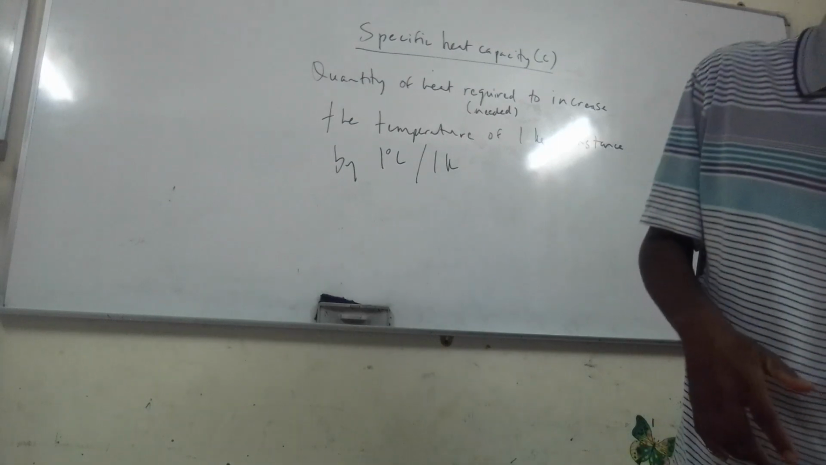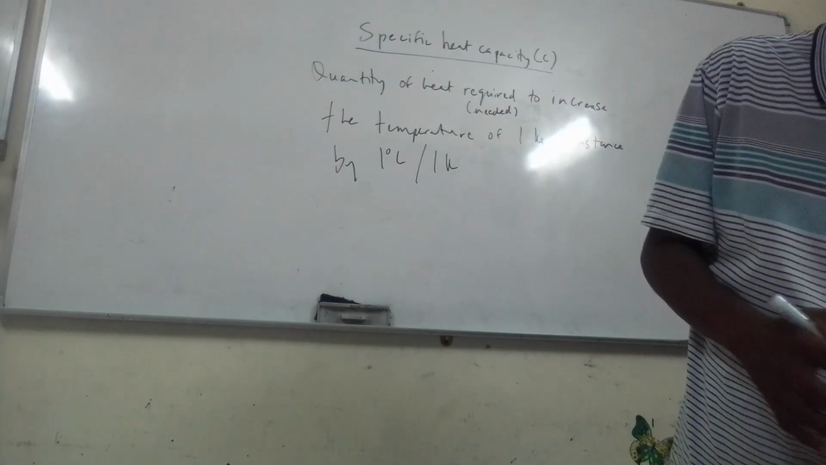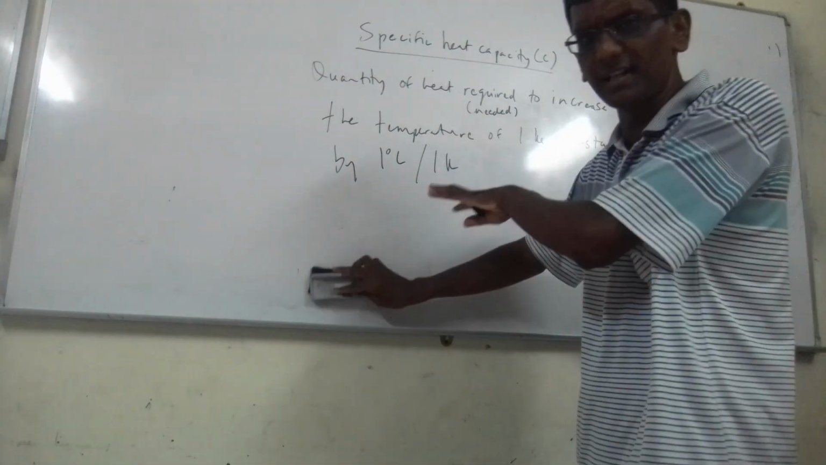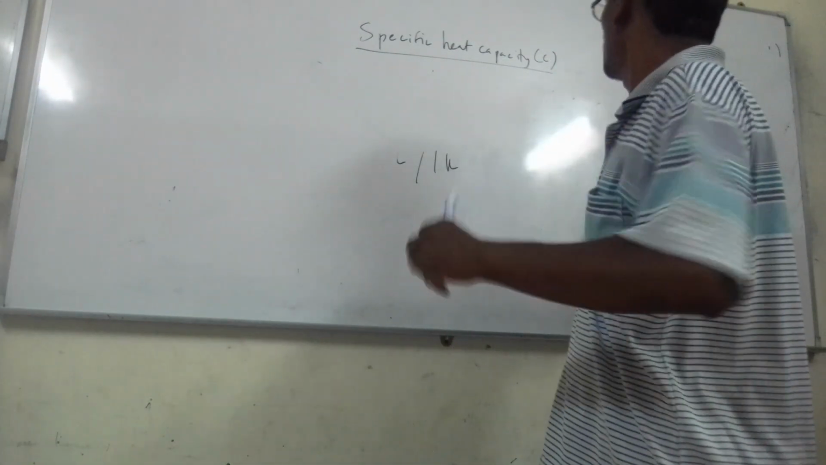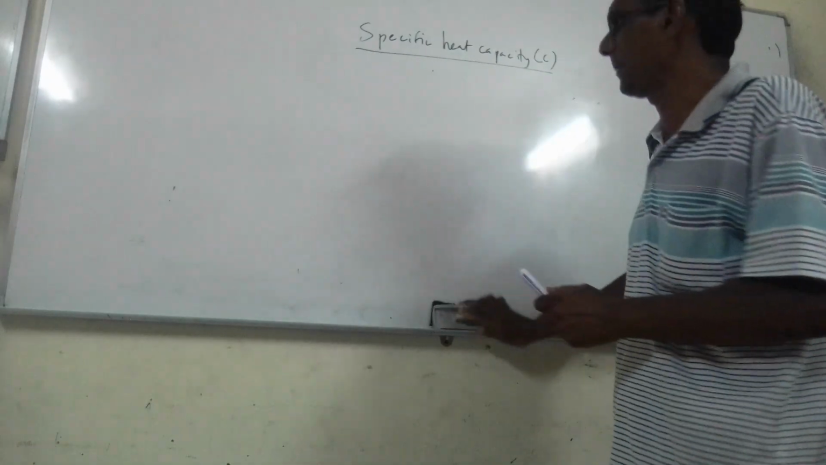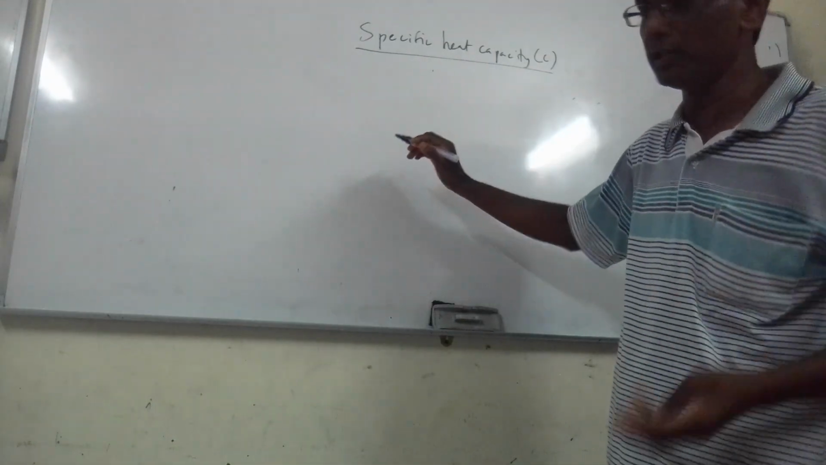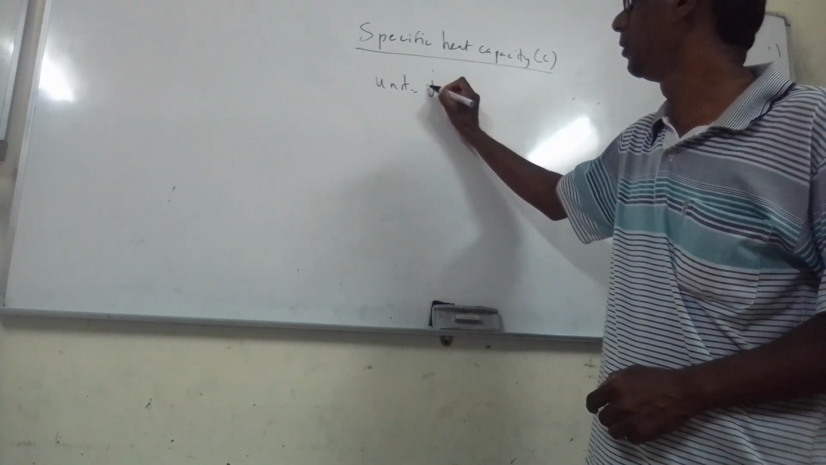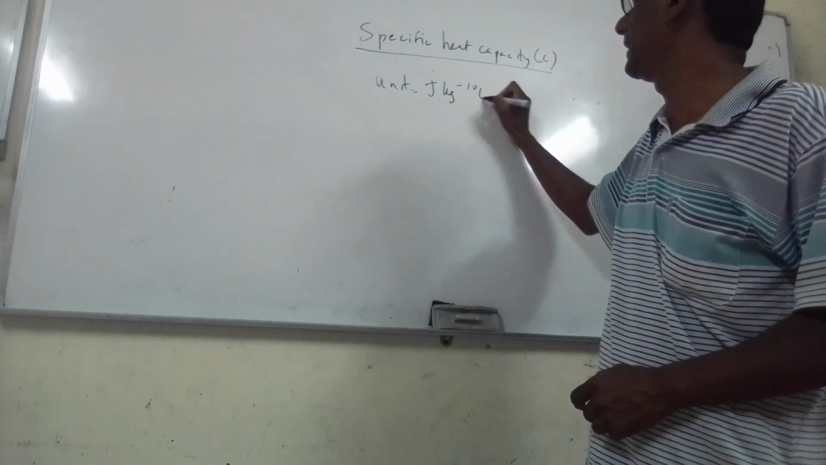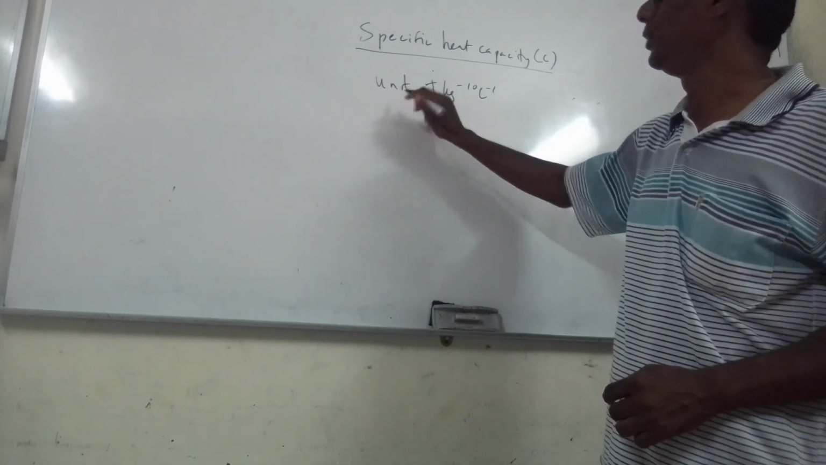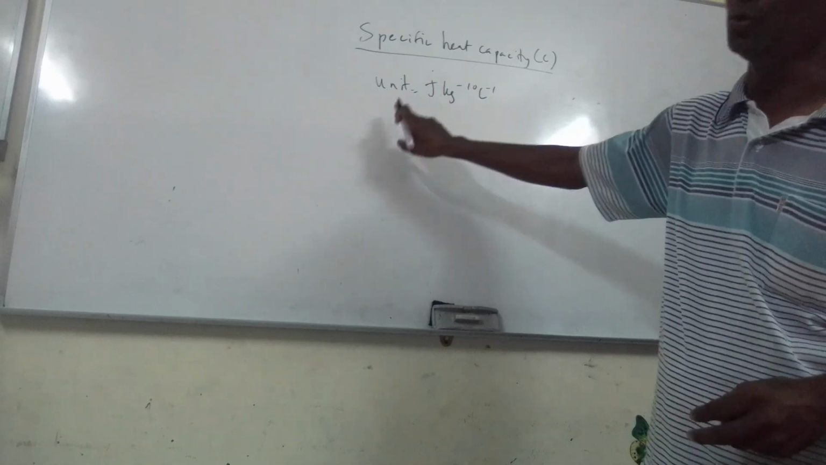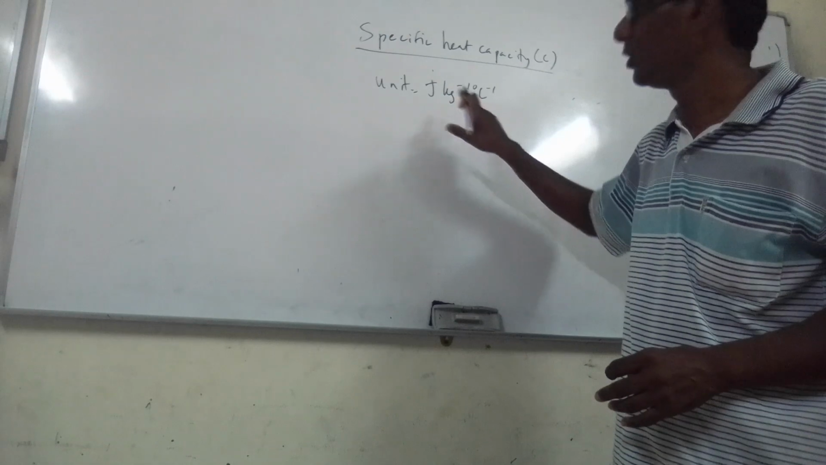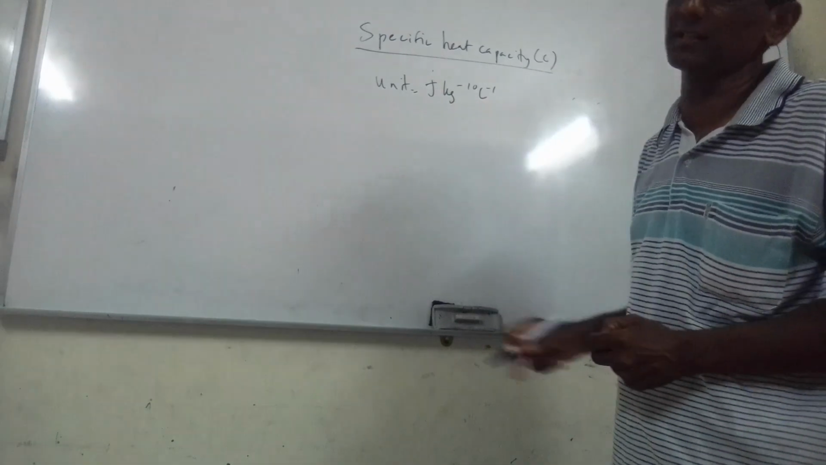This is a definition. For example, the unit of specific heat capacity is joule per kilogram per degree Celsius.